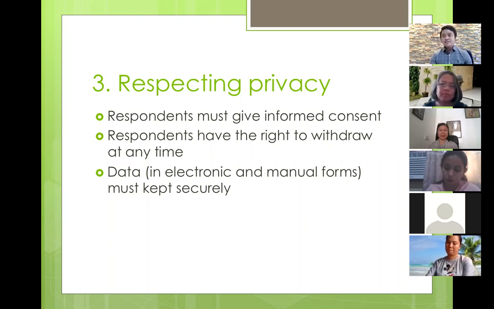So pag yan ay lumabas, halimbawa, meron kayong instrument na pinamudmod, sinagutan nila. Tapos, nakalagay doon sa instrument yung mga data about address, about monthly income. Tapos, pagkatapos yung gamitin, binasura nyo. Nilagay nyo sa basurahan. Tapos, yung basurero, nakita.